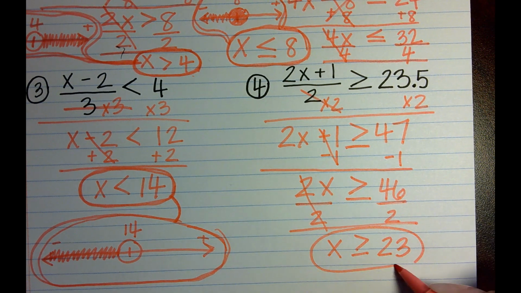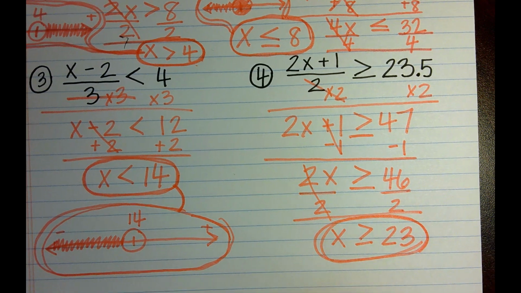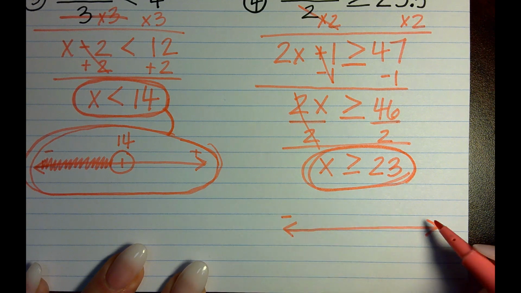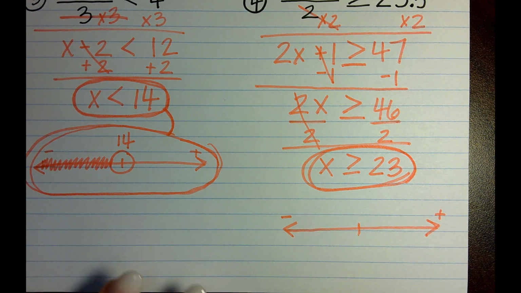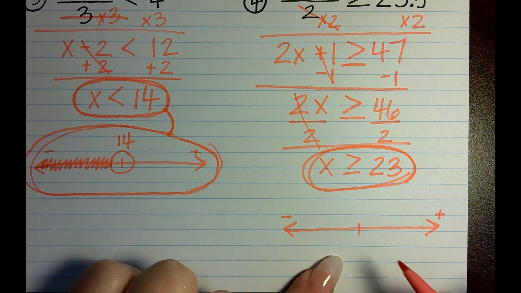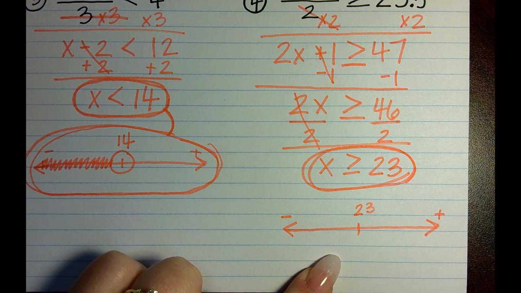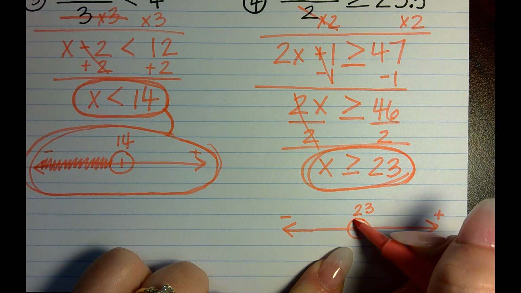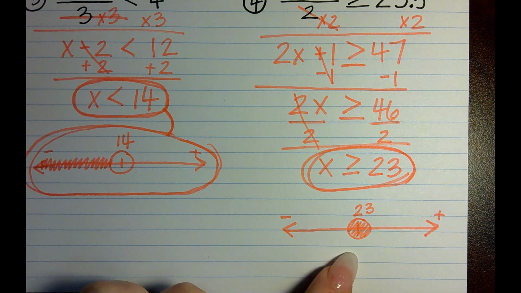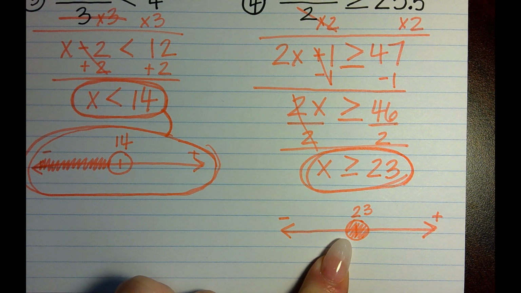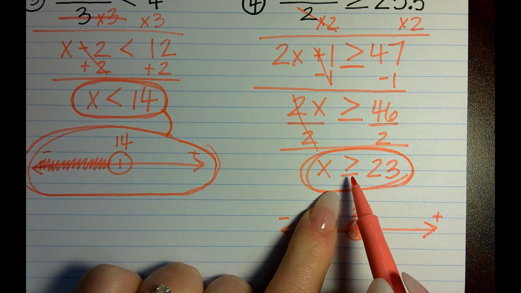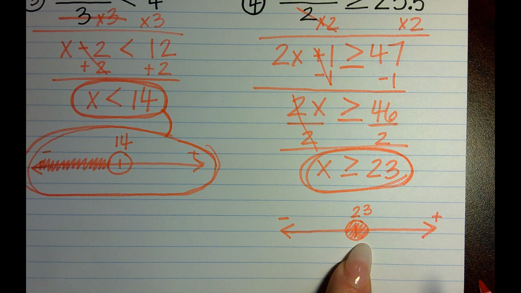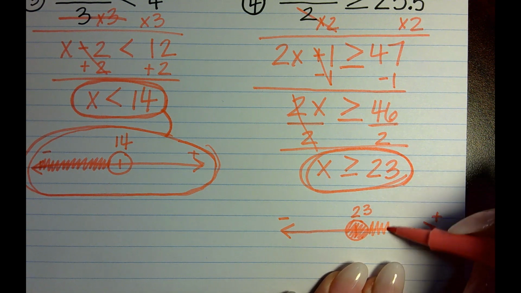23. Perfect. On your line graph, you're going to draw a line, plus and minus on each side, with a little tick in the middle. And put 23 and go to the right with a closed circle. Why is it a closed circle and not open? Because it's greater than or equal to. That or equal to tells us to color the circle in. And we shade to the right.